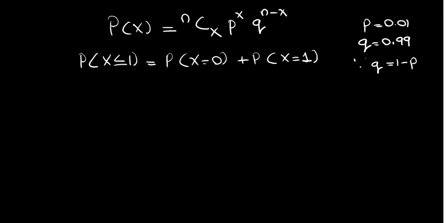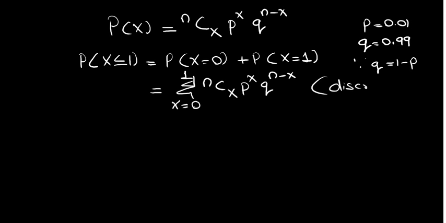Since these are discrete distributions, you can write this mathematically as sigma x is equal to 0 to 1, nCx p power x q power n minus x. This way you can write it. Sigma notation comes for discrete distributions, or you do summing when you have discrete distributions. Now I know my n, x and p, so you can simply substitute.